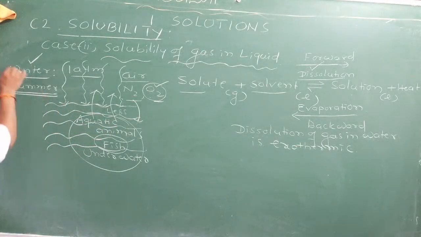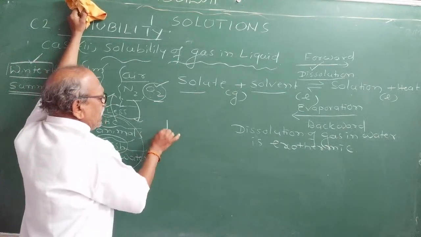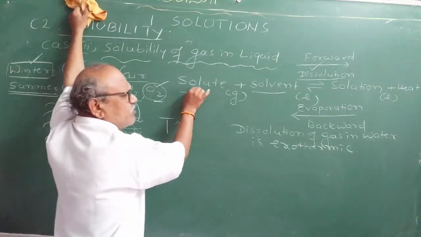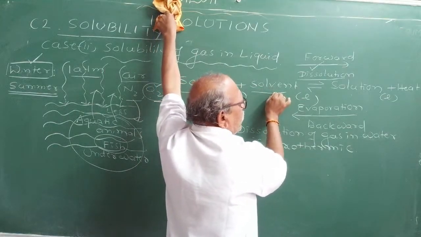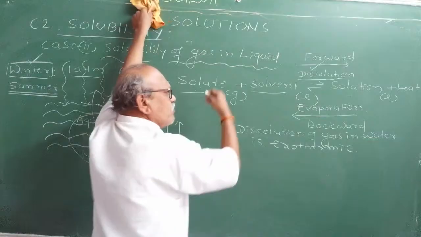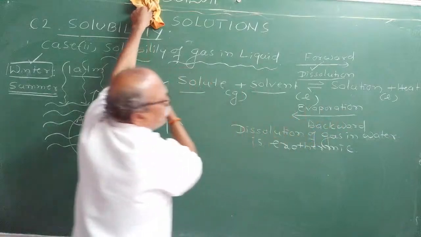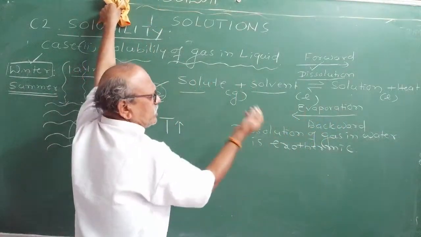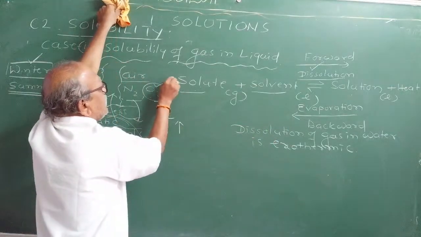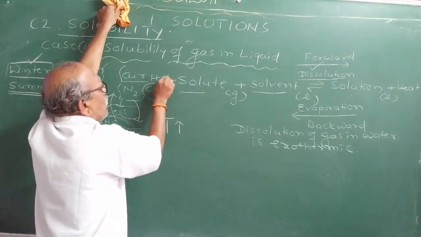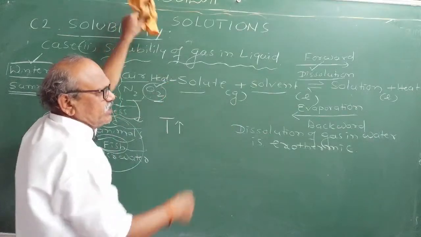So what is the effect of temperature on the equilibrium system now? If I increase the temperature, because dissolution of most of the gases in a solvent like water is exothermic in nature, the forward reaction, the dissolution, is always exothermic. Therefore evaporation will be endothermic. For evaporation, heat energy should be absorbed, so evaporation is endothermic, plus heat. The backward reaction is plus heat, the forward reaction is minus heat.